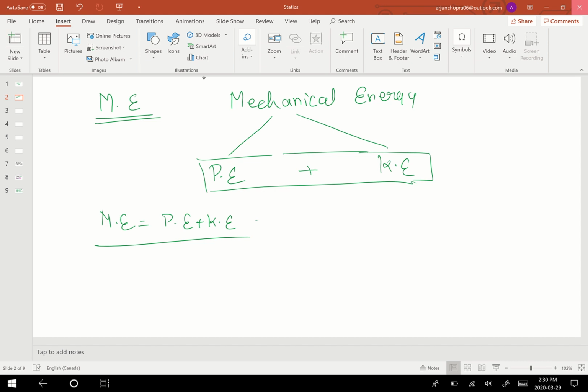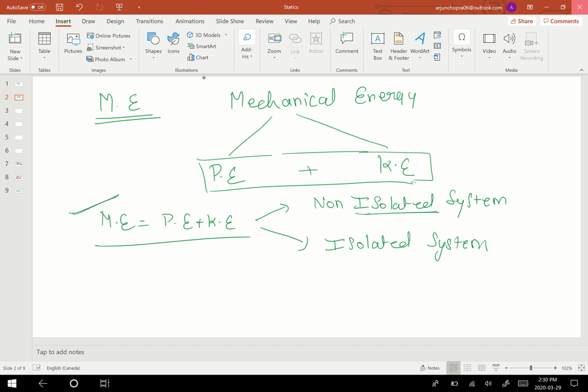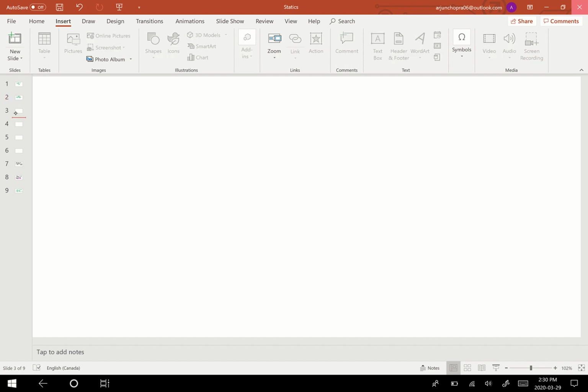Now this formula will be applied to two different kinds of problems. One is for a non-isolated system, another is an isolated system. First of all, before I start applying this formula, I want to understand what is an isolated and non-isolated system. So let's look into the isolated system.